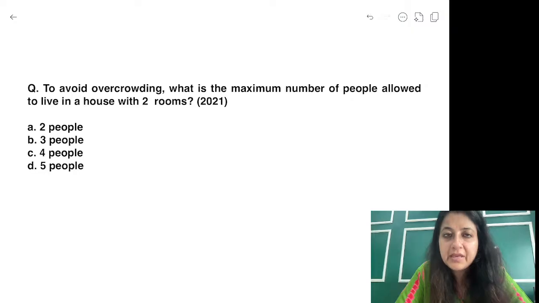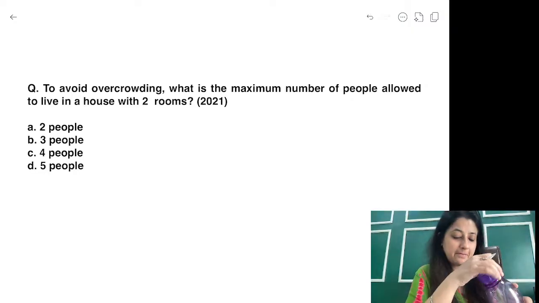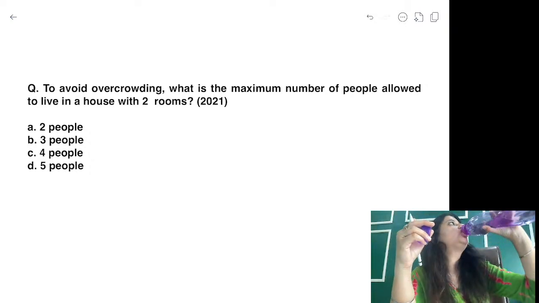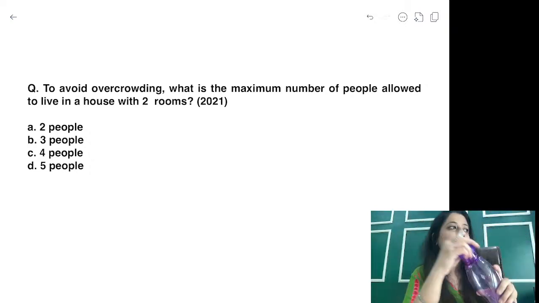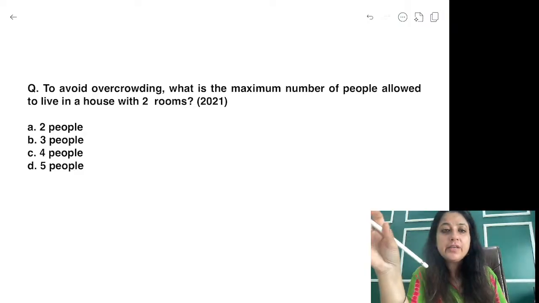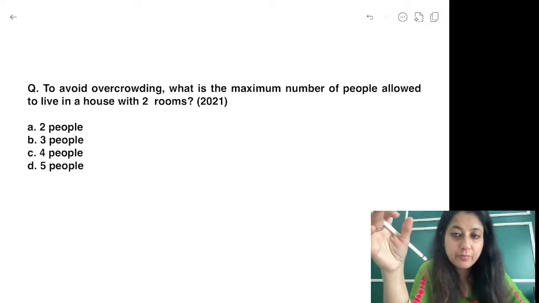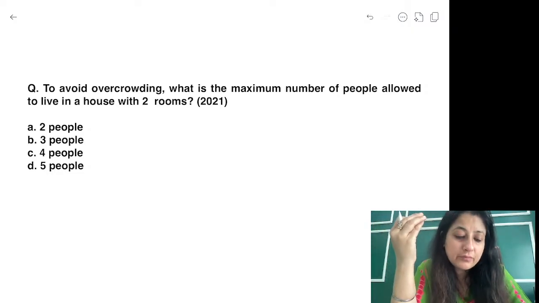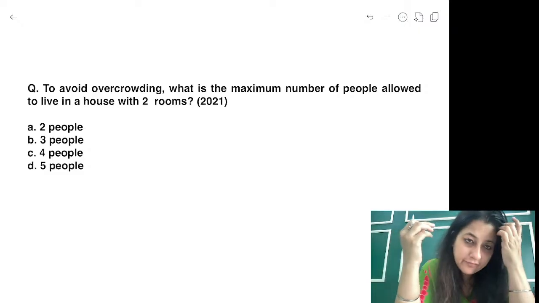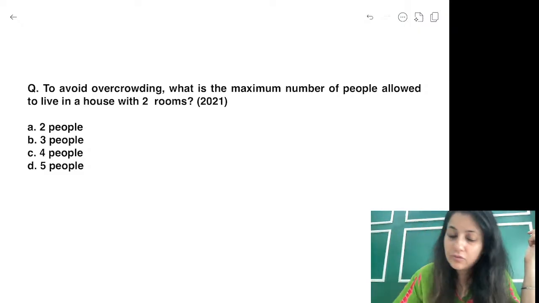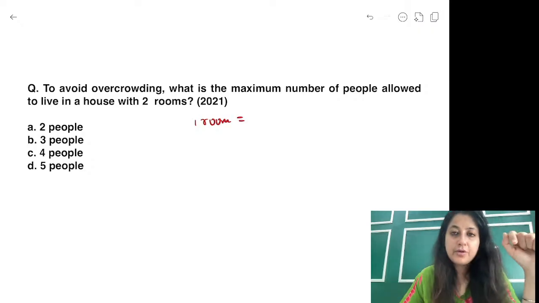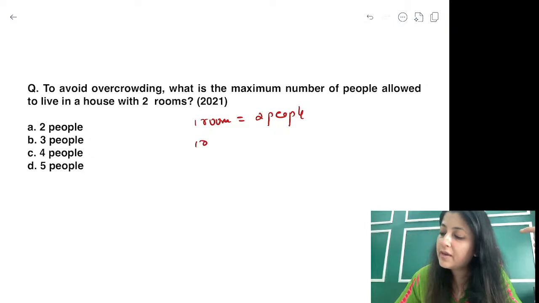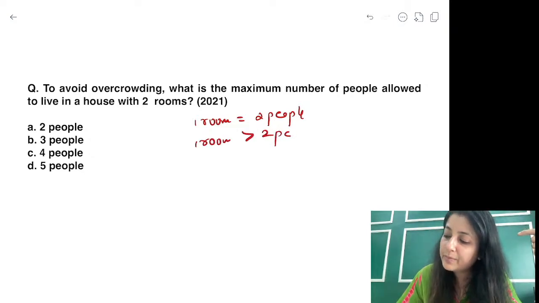To avoid overcrowding, what is the maximum number of people allowed to live in a house with 2 rooms? Anybody? To assess overcrowding, you have 3 criteria. One is the person per room criteria. Now see, when would you say overcrowding? Think carefully and mark your answer. In 1 room, how many people are allowed? 2 people. 1 room, 2 people can live. So overcrowding is when you have more than 2 people in 1 room.